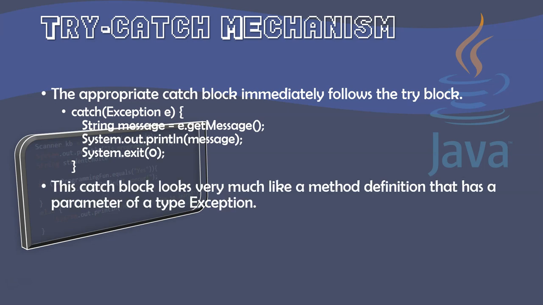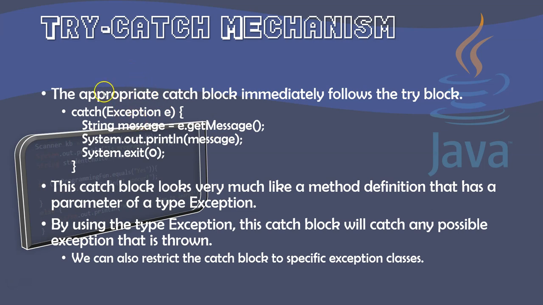Now, this catch block, if you think about it, almost looks like a method definition that has a parameter of type Exception. This is our method name, and this is the parameter being plugged in. By using the type Exception, this catch block will catch any possible exception that is thrown, because we're specifically using the class Exception here. There are other types that we can look at later on, but in this case it's saying, hey, any kind of exception that gets thrown, we're going to call this right here. We can also restrict it to specific classes, and we'll see more of that as we get further on, but right now we're going to just use the Exception class.